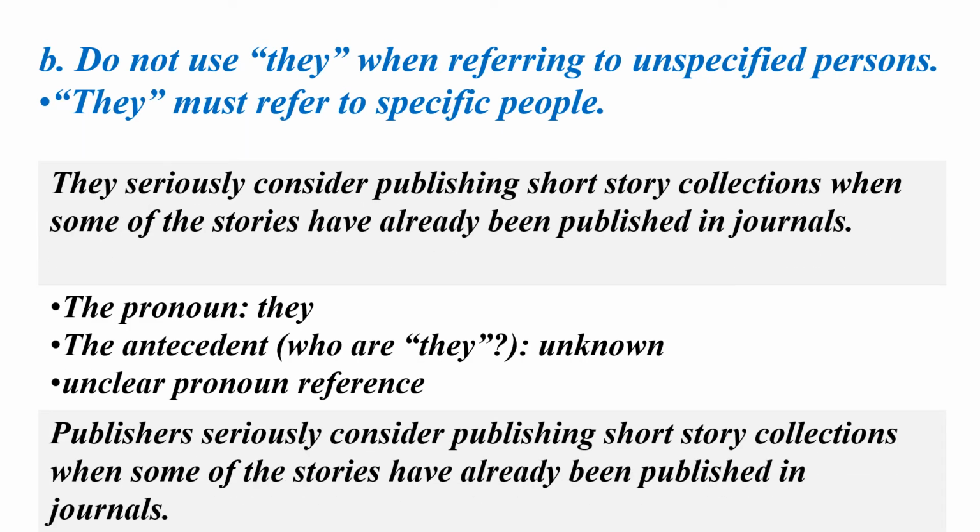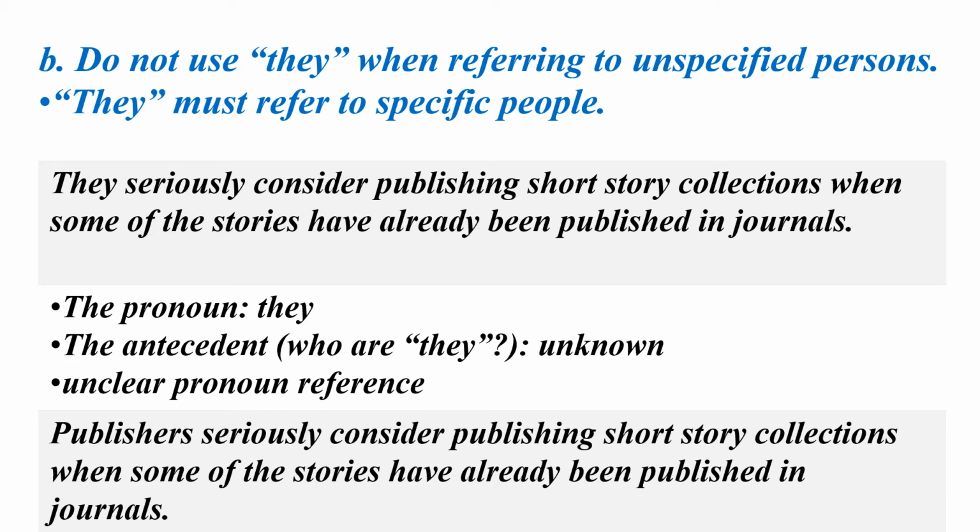In this example, they seriously consider publishing short story collections when some of the stories have already been published in journals. Here the pronoun is they, the antecedent, who are they, unknown. So, an unclear pronoun reference. The sentence starts with they, with a pronoun, but before this sentence there is no other sentence and there is no clue that who are they. So there is no antecedent. The sentence becomes vague and unclear. We don't know who are they.